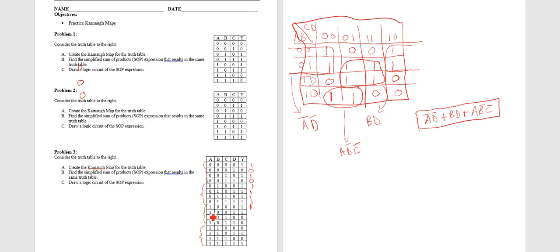Next row, A is 1, D is 1, so that's 0 for our first term. B and D, 0 and 1. That's not there. But we get the same. A and not B and not C is the same thing as our last one, so we get that 1 from that third term again.